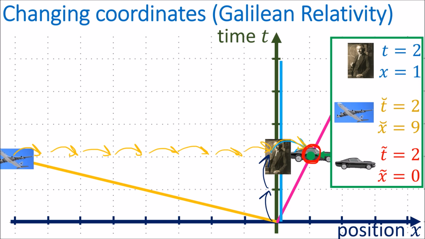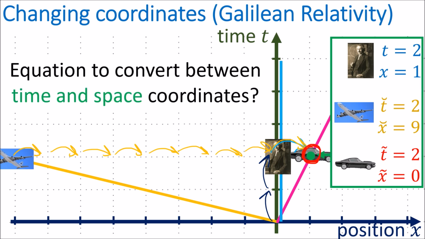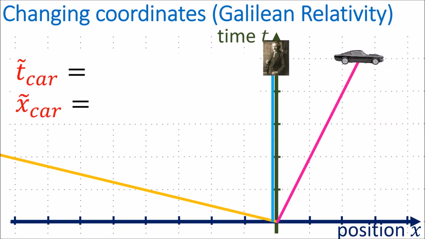So we can measure the time and space coordinates manually by looking at the space-time diagram, but it would be nice if there was an equation that could do the coordinate conversions for us. So let's try to find equations for the car's time and position components, calculated from Einstein's time and position components. We know that in Galilean relativity, time is universal, and so the time for the car is equal to the time for the scientist Einstein. And I'm going to refer to Einstein as "man" in the variable subscript, just because it's a short word that's easy to write. But what about the position coordinates?